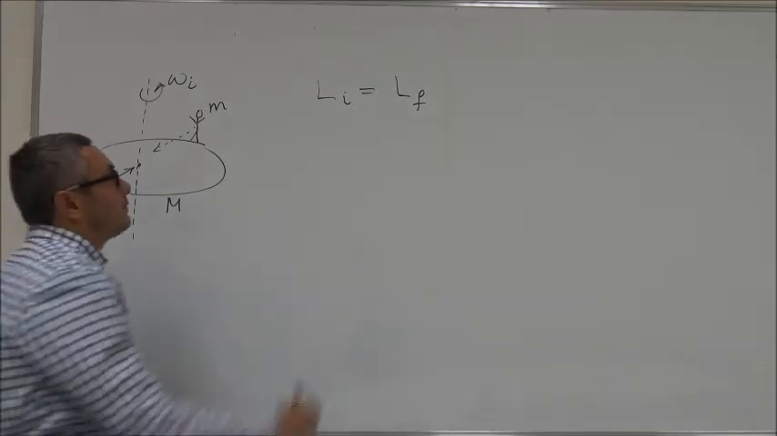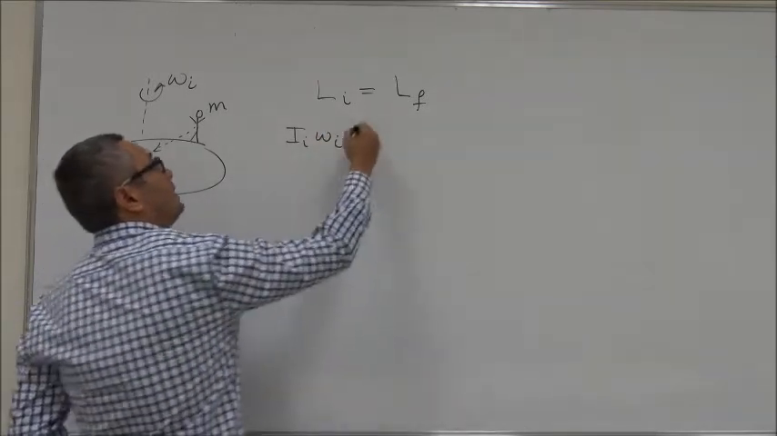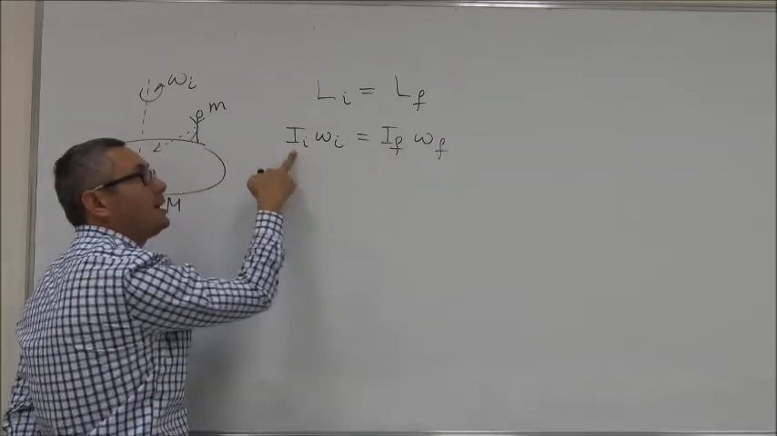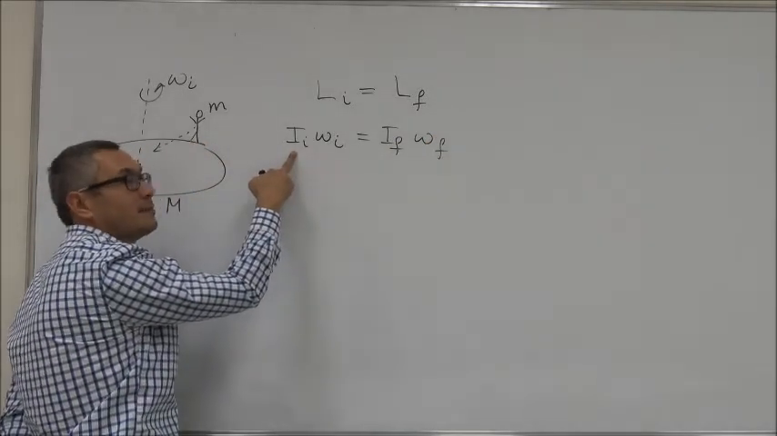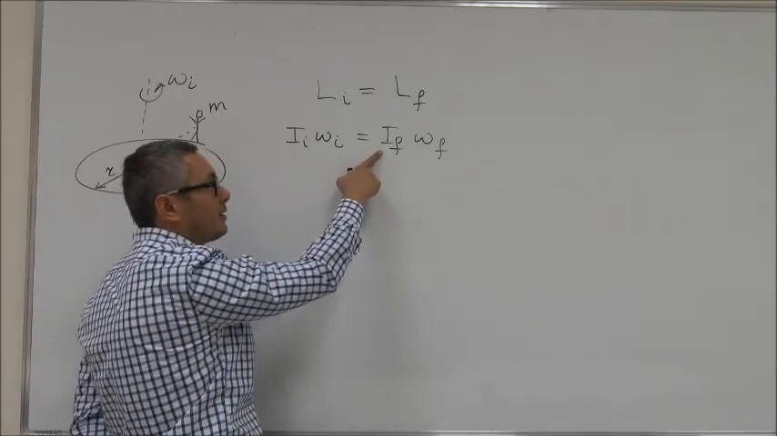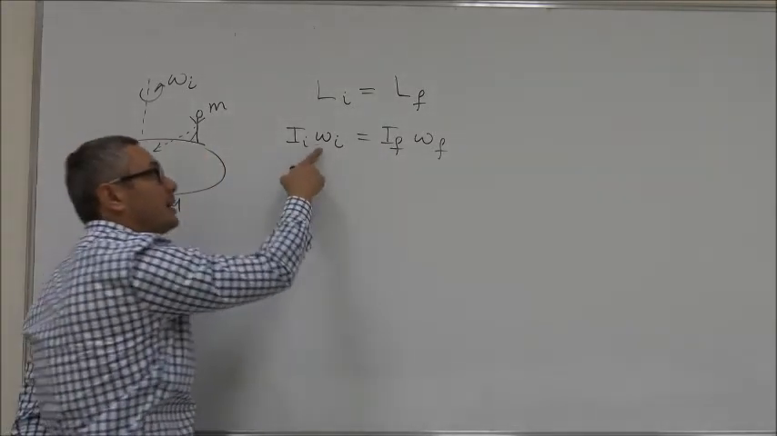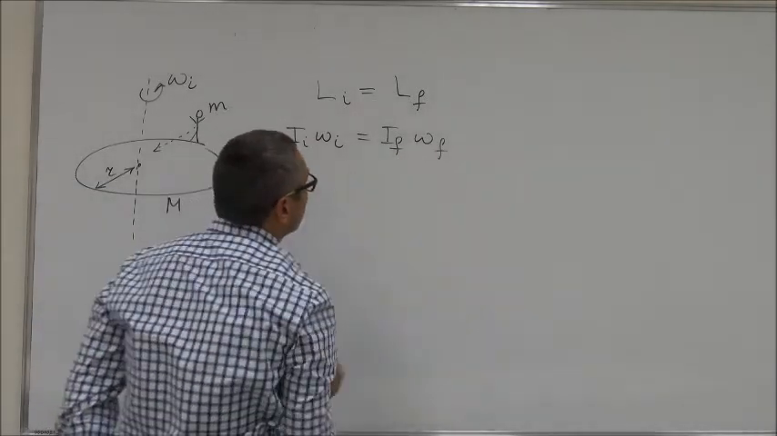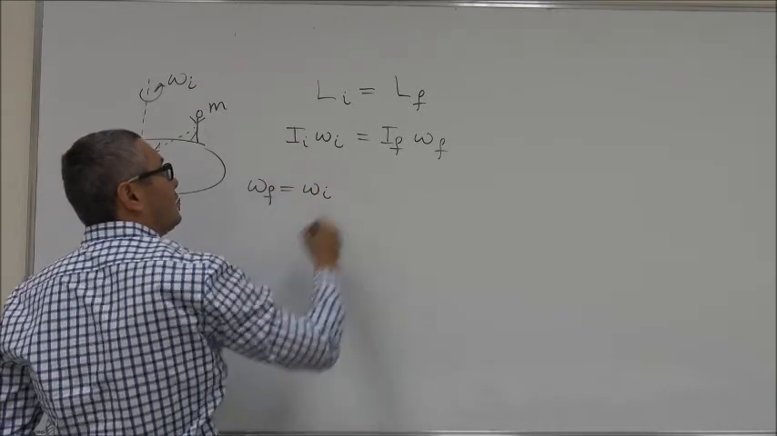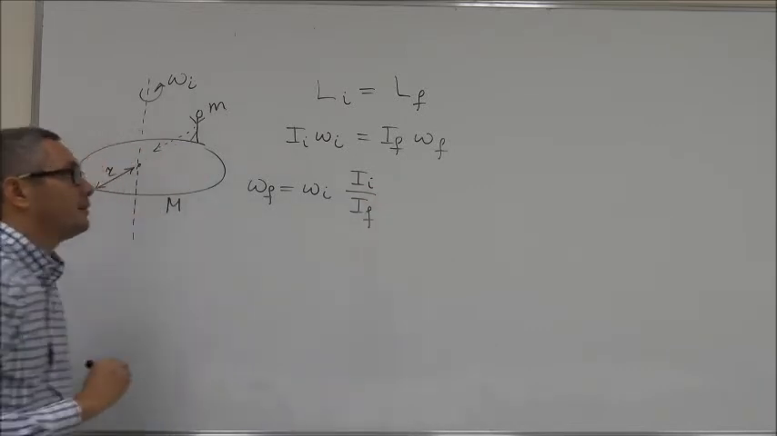Which also means that I initial, omega initial, is equal to I final, omega final, where I initial is the moment of inertia of the system initially, and I final is the moment of inertia of the entire system in the final state, the final state when the person is closer to the axis. Omega initial is given, omega final is what we're looking for. So omega final is equal to omega initial, I initial over I final.